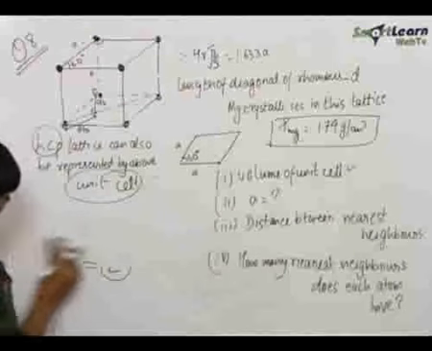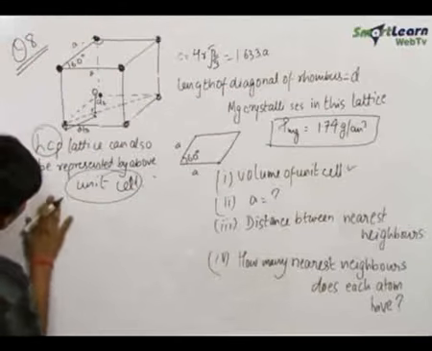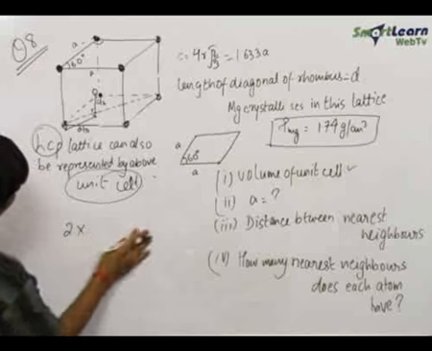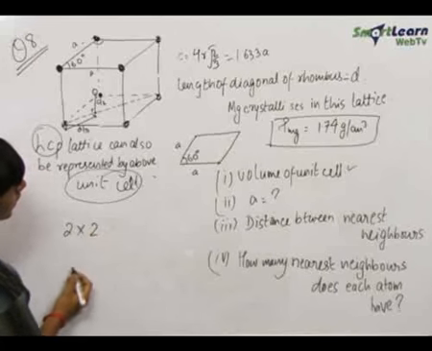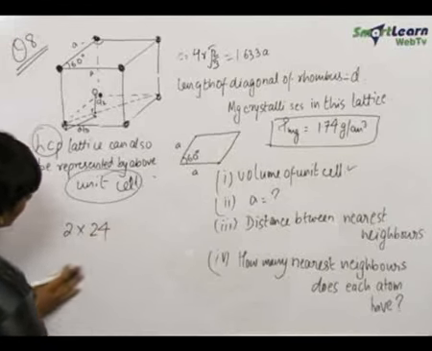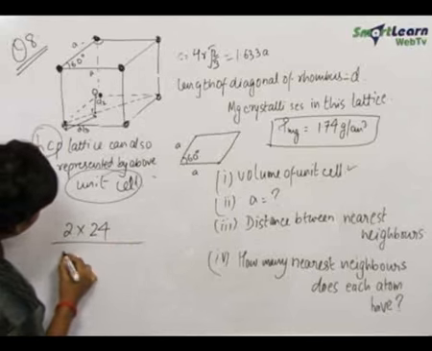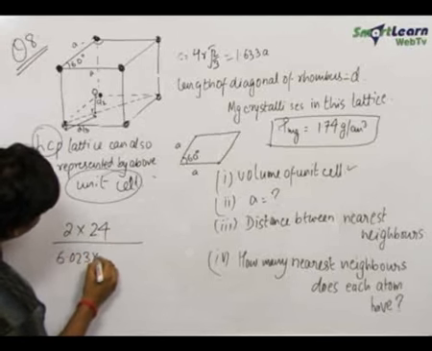Now therefore the total mass present in this unit cell becomes 2 into the molecular weight of magnesium, that is 24 grams, upon N_A, that is 6.023 into 10 raised to power 23.